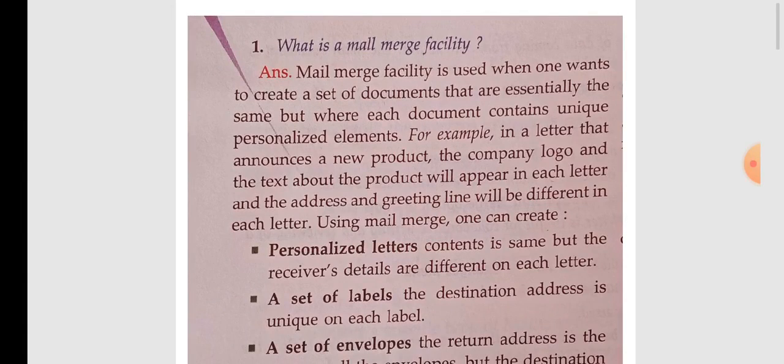In short, we can say that the mail merge facility is basically used when we want to send a letter or content to many persons, and the content is the same, but the address may be different. In that case, we use the mail merge facility. Using it, we have to change only the address, not the content, and we can easily send the letter to thousands of people at the same time. So it saves our time and increases our efficiency. That's why we use the mail merge facility, and it is used for the personalized letter.